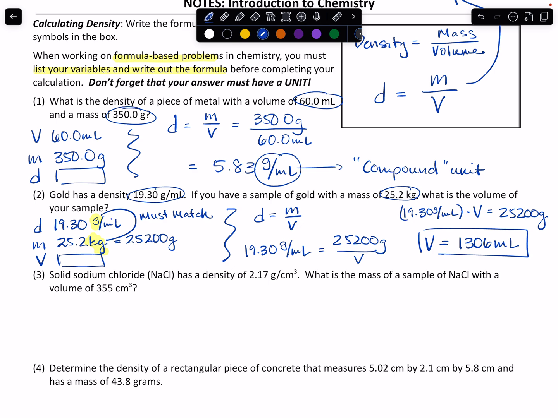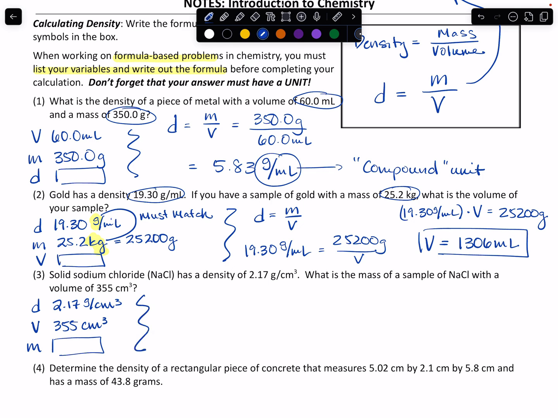For number 3, solid sodium chloride has a density of 2.17 grams per centimeter cubed. What is the mass of a sample of NaCl with a volume of 355 centimeters cubed? So we have a density value of 2.17 grams per centimeter cubed. We have a volume value of 355 centimeters cubed, and we're asked to find the mass of our substance.